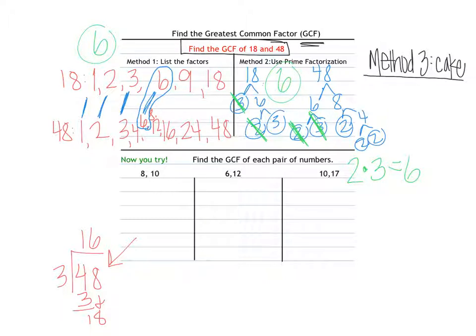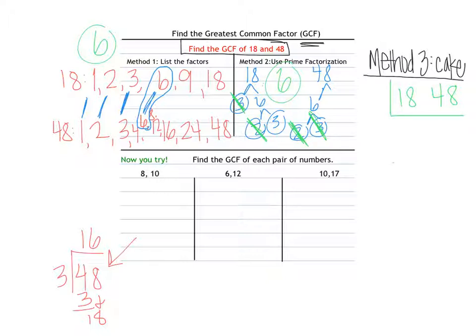I'm going to erase this. And then my last one, I'm going to erase just this part right here so you can see, and I knew that would get a little cramped there, is called the cake method, which I think is kind of an interesting way to do it as well. So if I have 18 and 48, I'm going to think of a number that they can both be divided by. So I know they both can be divided by, let's do 2.